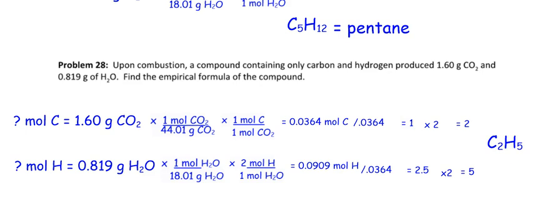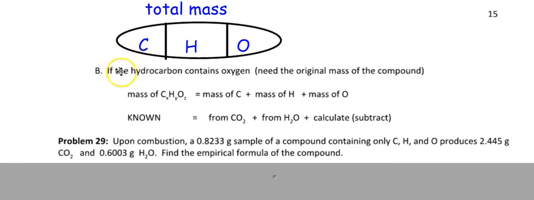Now we're going to add a little twist to this. Let's go to the next page. So the twist is if the hydrocarbon contains oxygen. We've got to work a little bit harder to figure out what the empirical formula is. So we're going to need the original mass of the compound. We didn't need it if it's just a hydrocarbon. We need it for the oxygen. So this little oval represents the entire mass. What we're going to do is calculate the grams of carbon, the grams of hydrogen, and subtract out and find the grams of oxygen.